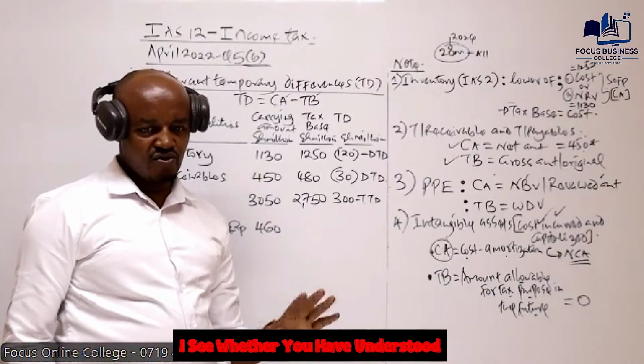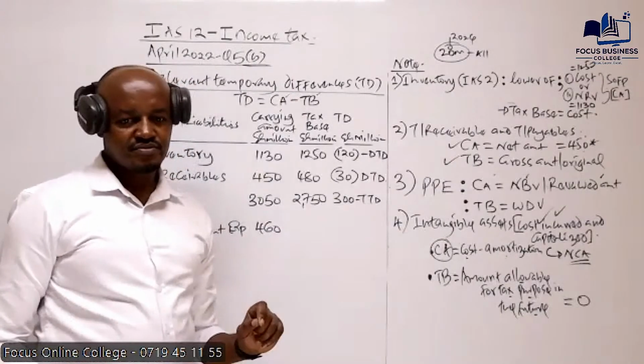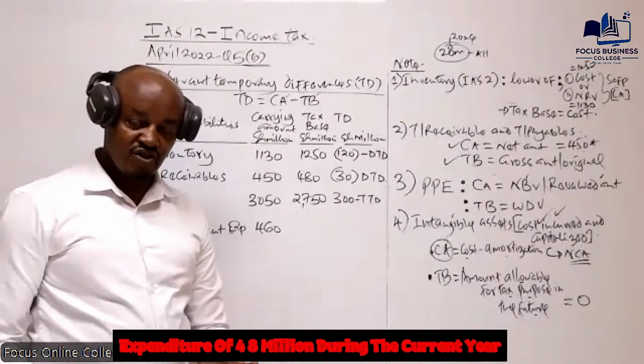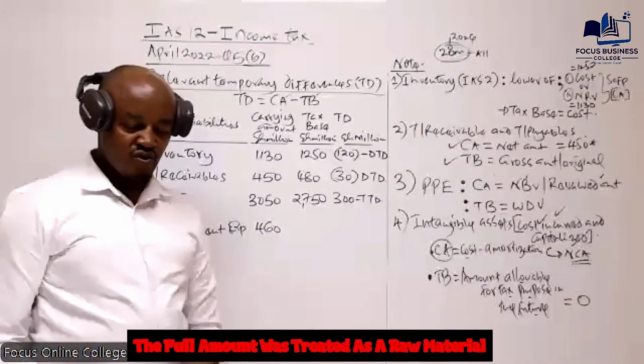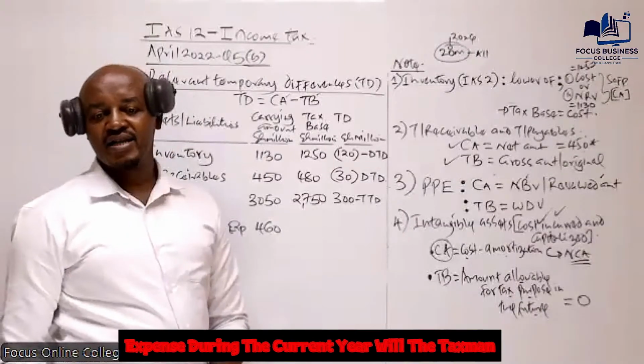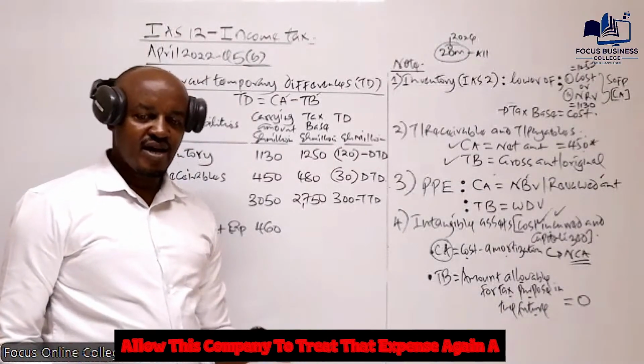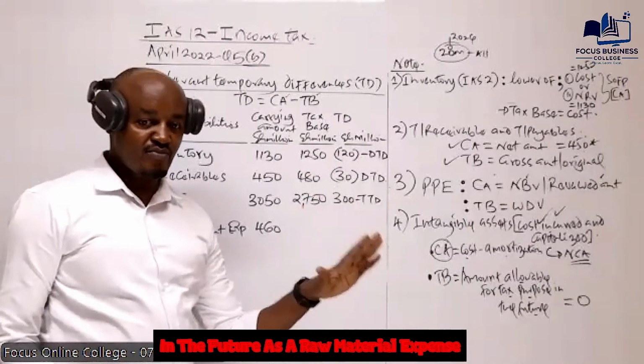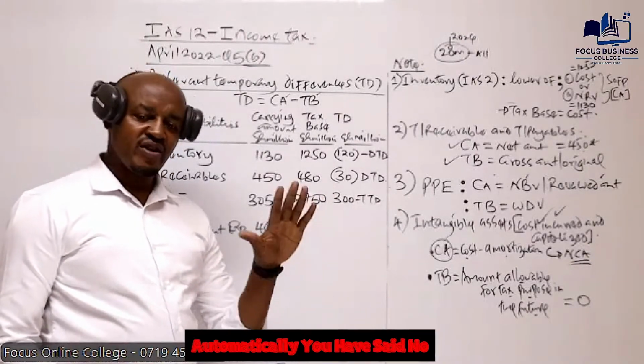I want to see whether you have understood what was explained there. The company incurred a development expenditure of 480 million during the current year. The full amount was treated as allowable expense during the current year. Will the taxman allow this company to treat that expense again in the future as allowable expense? Automatically, you have said no.